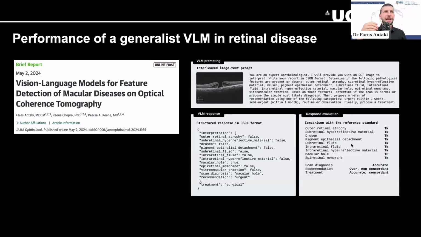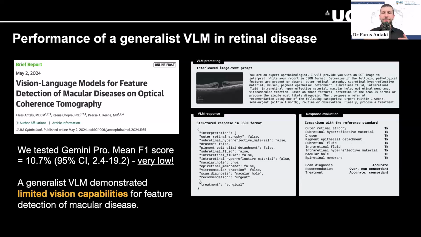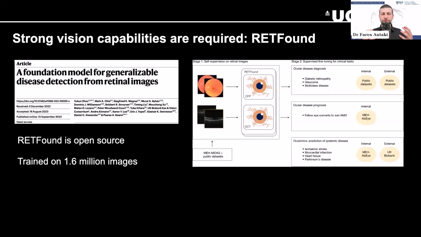And unfortunately, that generalist vision language model failed miserably. The F1 score, which is a harmonic mean of recall and precision, showed that the performance was 10.7%, very low. And we concluded that those generalist VLMs have limited capability in doing feature detection for OCT. And that brings me to say that those models have really good language capabilities, but perhaps not as good vision capabilities for the time being. And maybe we should leverage other foundation models that have proven strong vision capabilities.